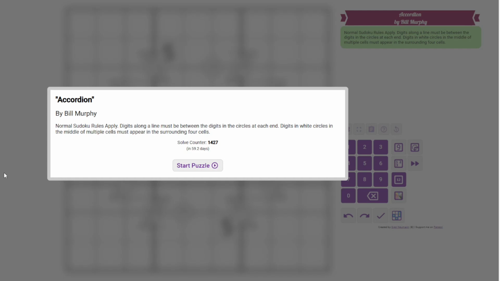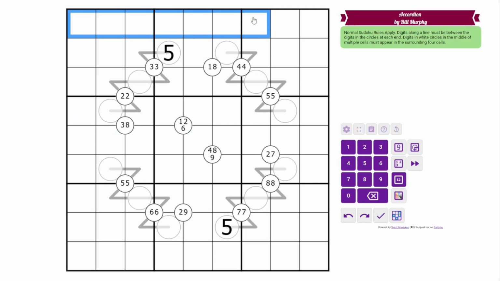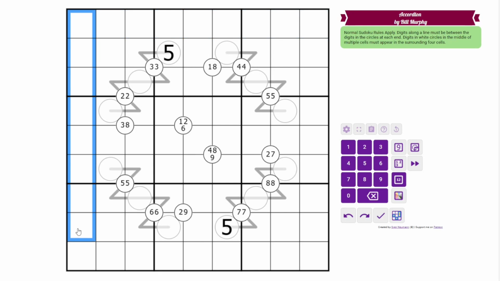I'm solving Accordion by Bill Murphy. This is a between lines and quadruple Sudoku. So we have normal Sudoku rules, 1 to 9 in each row, column, and 3x3 box. Additionally, we have some lines in the grid with circles, and the digits on the line must be between the digits in the circles. Can't be the same, must be between.